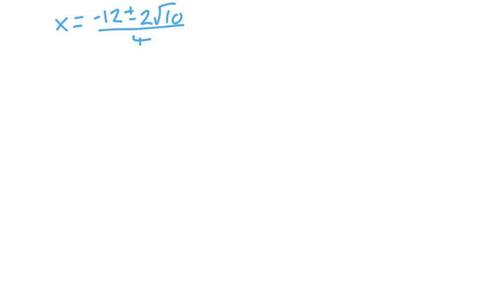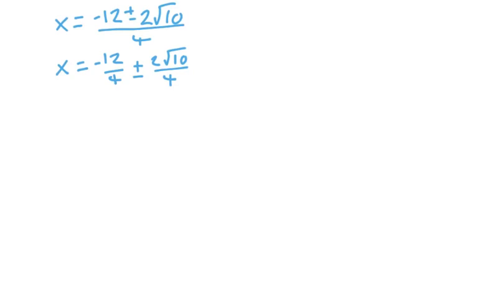I notice that I have a common factor that I could factor out of both the numerator and the denominator. Also, though, I could view this as two separate fractions. Actually, I think that will be maybe a little better this time, where I could write this as negative 12 over 4 plus or minus 2 times the principal square root of 10 over 4.